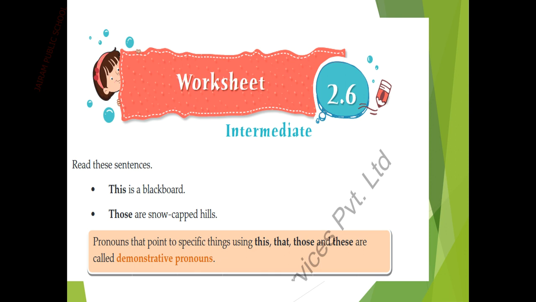Go to worksheet 2.6. Read these sentences. This is a blackboard. Those are snow-capped hills. Pronouns that point to specific things using this, that, those, and these are called demonstrative pronouns.